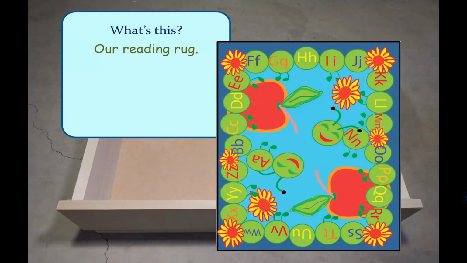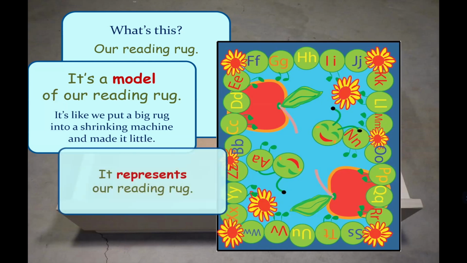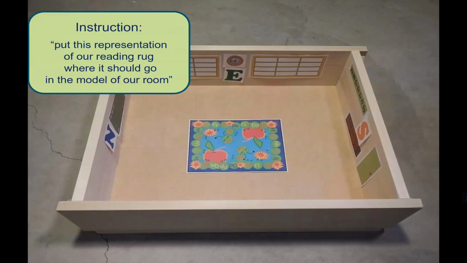And then a little bit later on, you say, what's this? This is the rug we sit on when we do our reading lessons. No, it's a model of our reading rug. It's like we put the big rug into a shrinking machine and made it small enough to fit inside the box. It represents our reading rug. And the instruction to the students, put this representation of the reading rug where it ought to go in the model of our room.